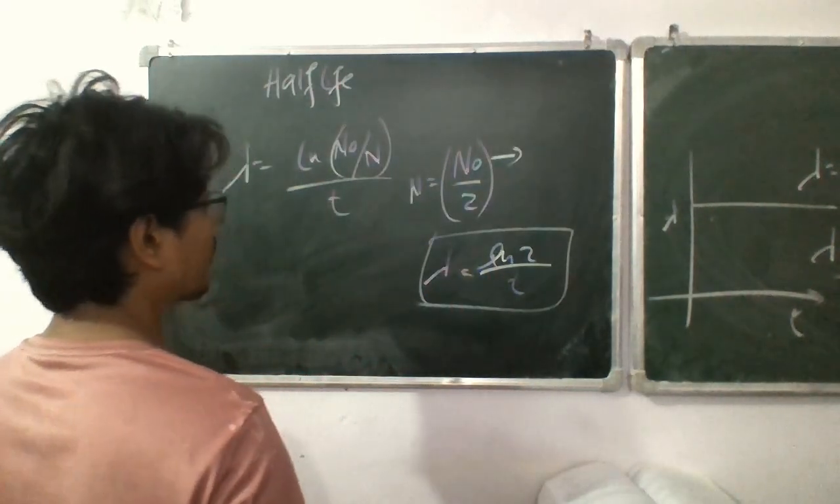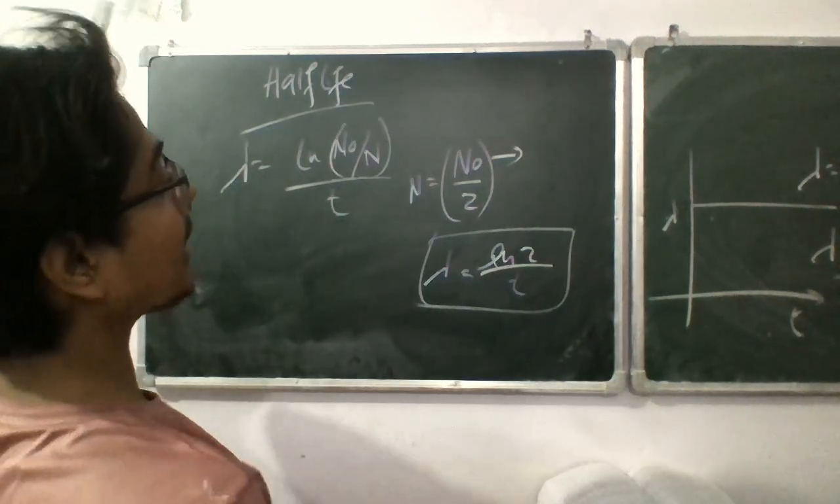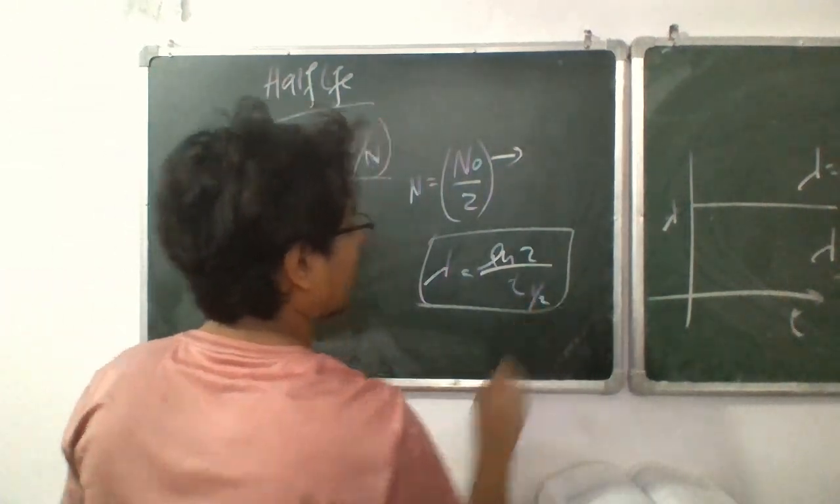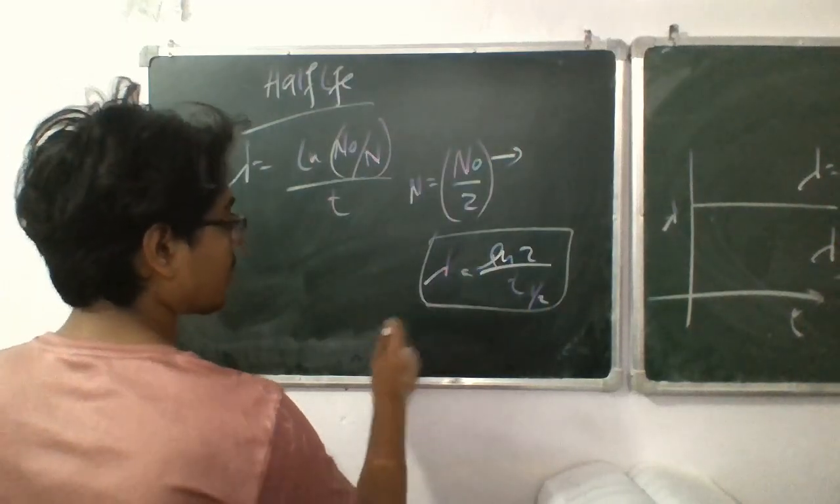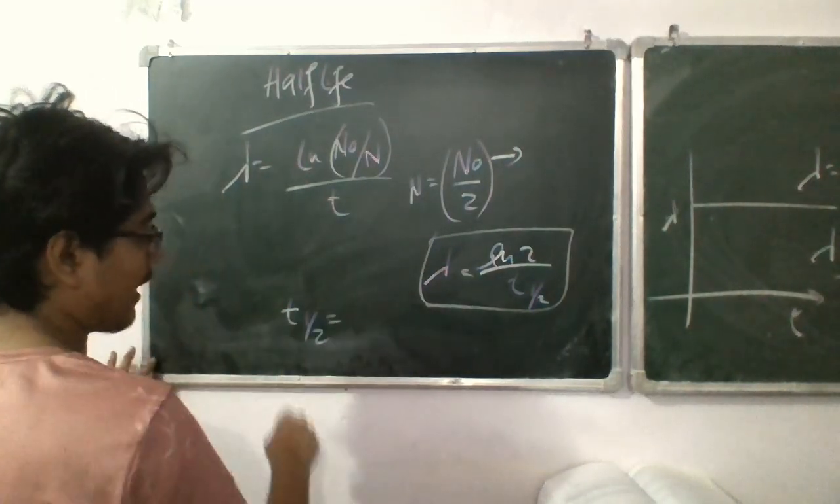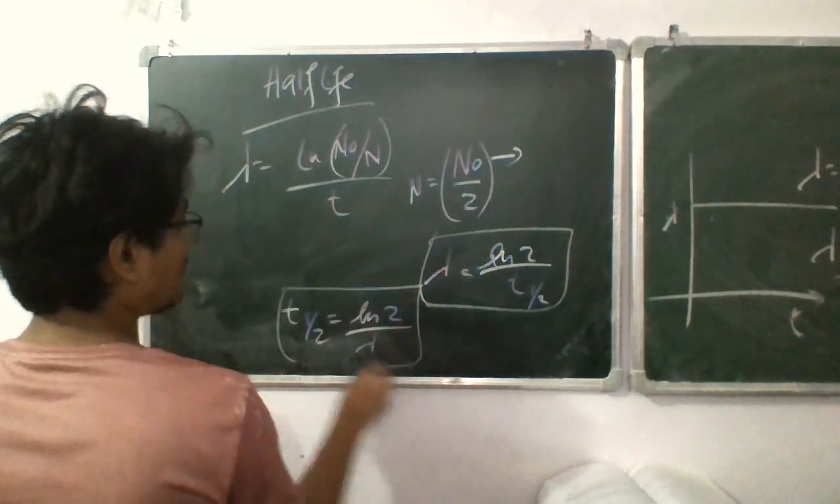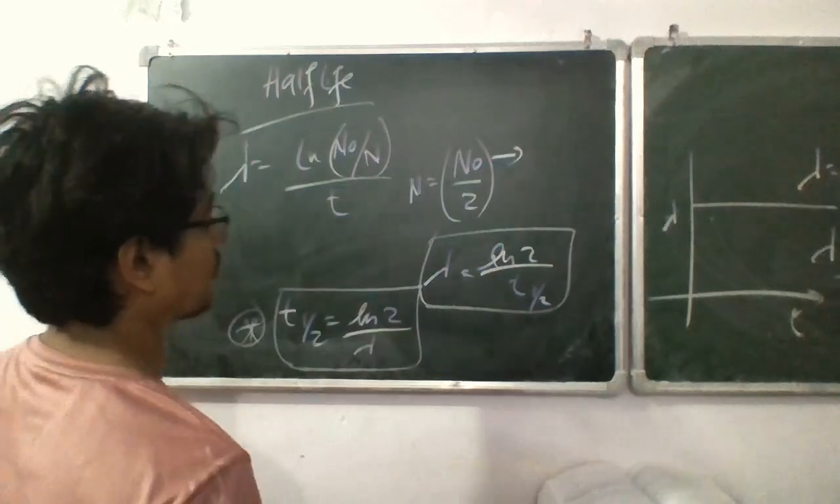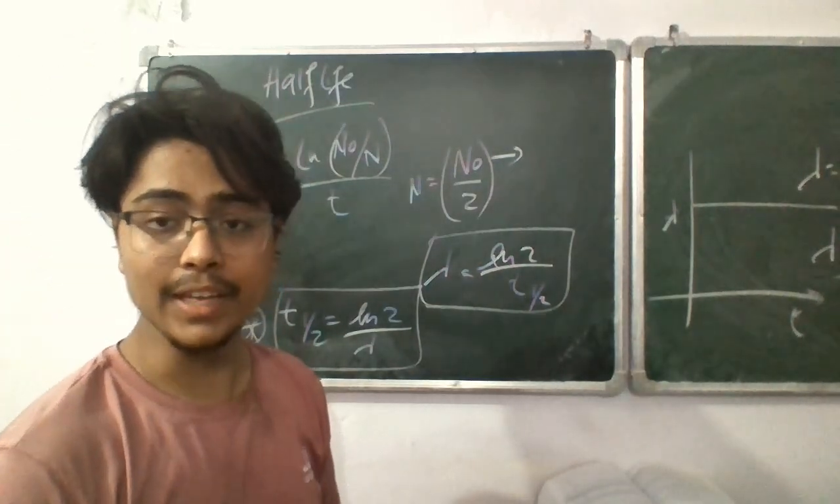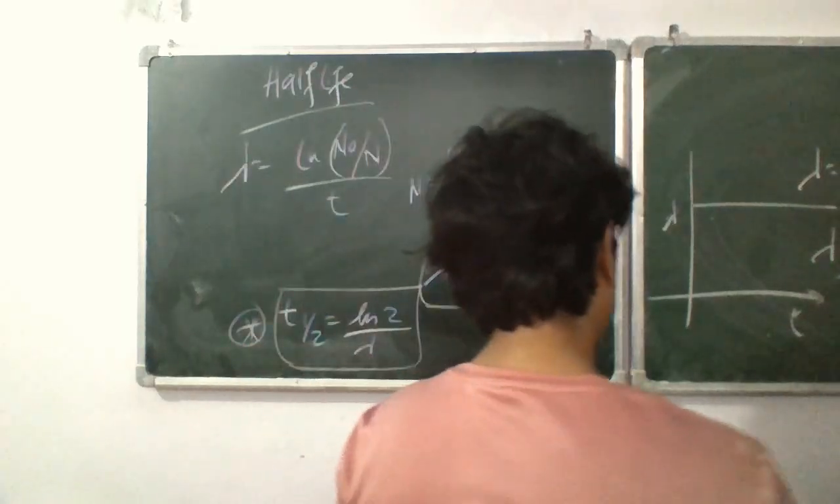And we want to find out the expression for half-life, so we can just put a subscript there, half, and we can say t half is equal to ln2 by lambda. So this is what the expression of half-life is. So this is half-life.